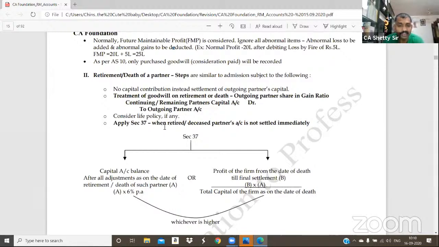Then there is an interesting section called Section 37 of the Indian Partnership Act of 1932. So, Section 37.